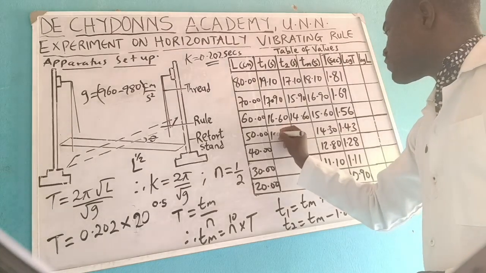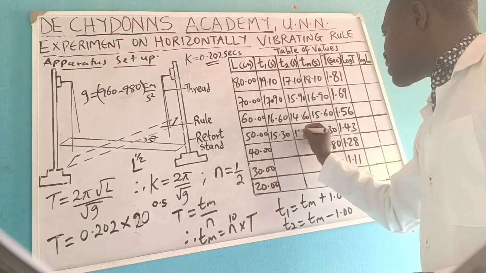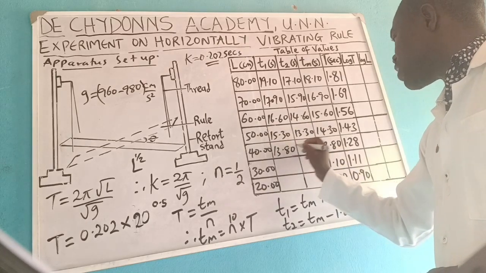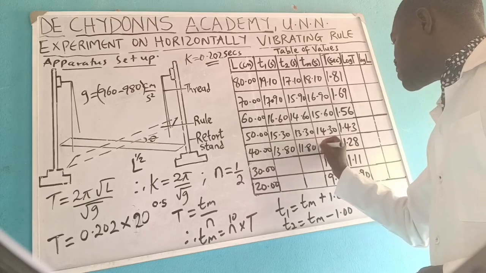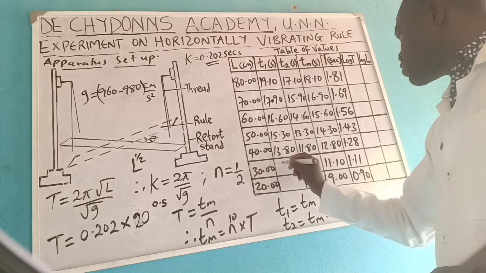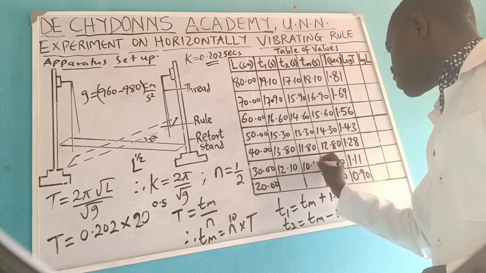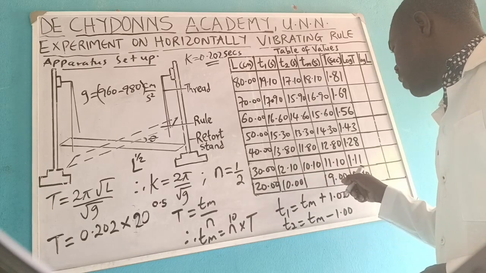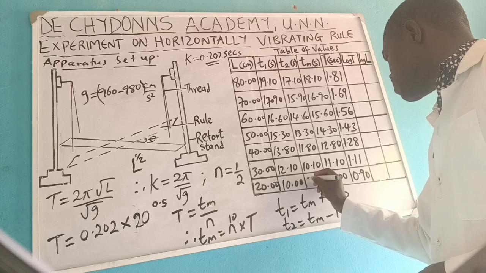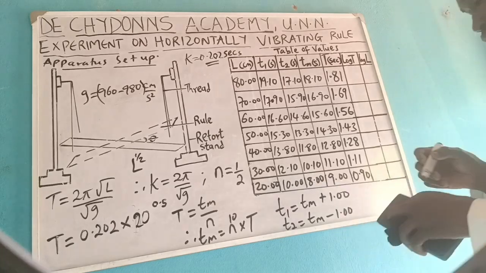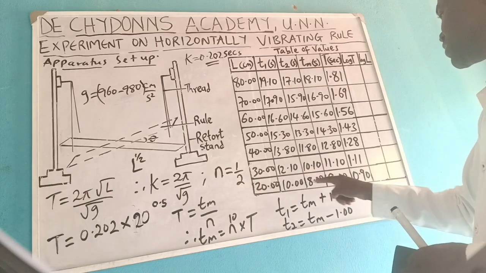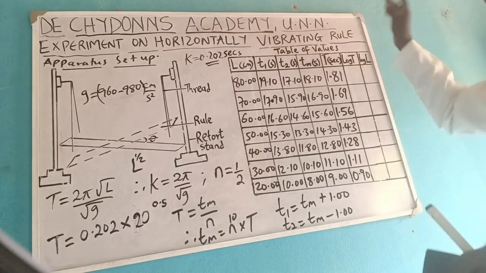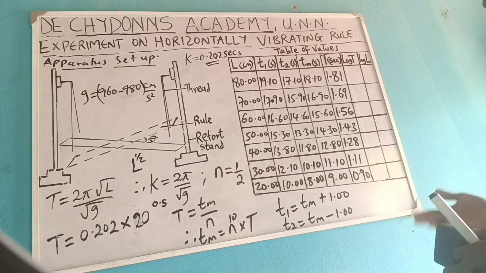So this one, 15.30, then 13.30. Then this one, 13.80, then 11.80. Then add 1, 12.10, 10.10. Add 1, 10.00, and this will give me 8.00. So when you add these and divide by 2, you get this. Then we go to our log T table. How do we get our log T table?